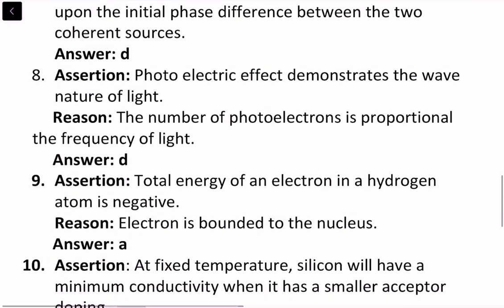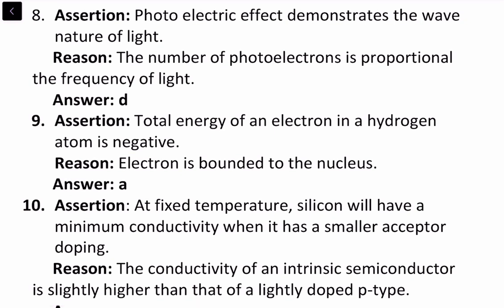Now coming to the next problem, question number 9. Assertion: Total energy of an electron in a hydrogen atom is negative. Now let us understand it. And the reason they have given: electron is bounded to the nucleus. Yes, the electron is always bounded to the nucleus because of electrostatic forces of attraction. We know that hydrogen atom has atomic number 1. One proton and one electron are there. And the electron is very close to the nucleus.